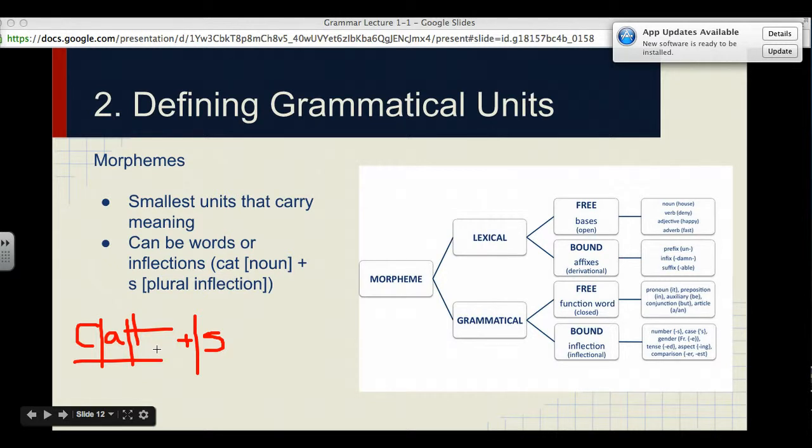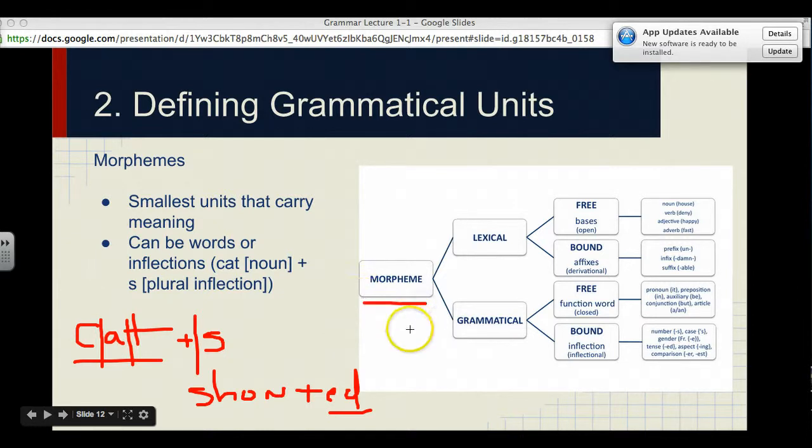So that's what I mean when I say that they can be words or they can be inflections. So we could also do that with some verbs too. We have show. It's also a morpheme. It's also a series of phonemes strung together. But if we add showed, show plus ed, where we have another morpheme that cannot stand alone, but again carries meaning, it says that we showed somebody something in the past tense.